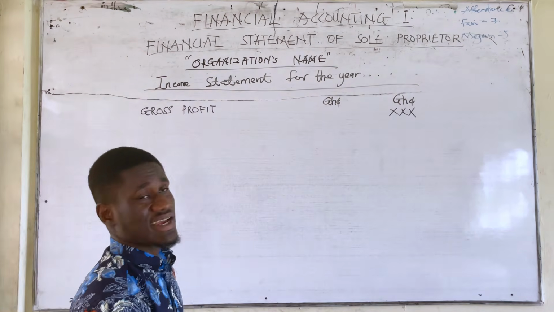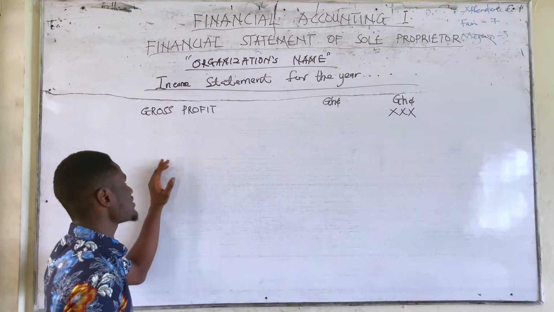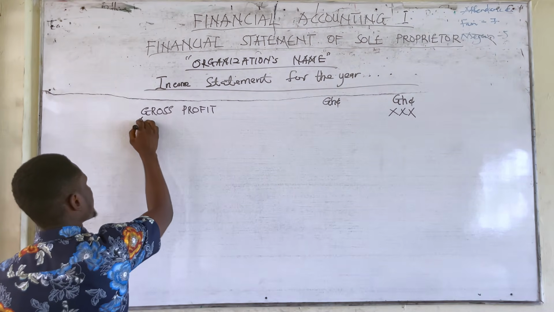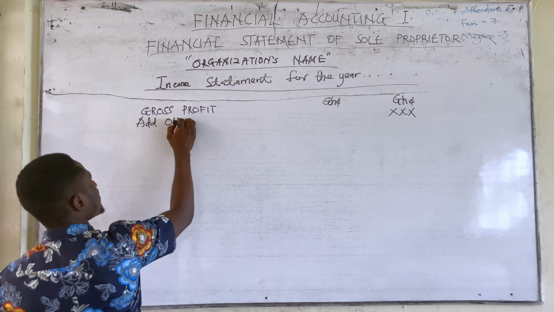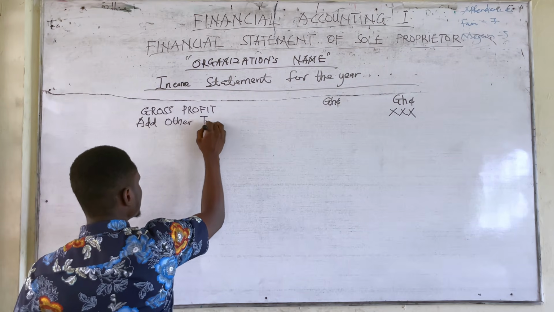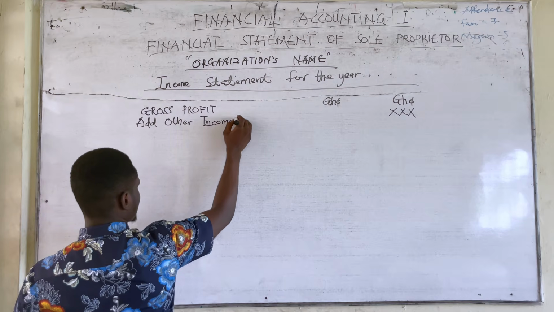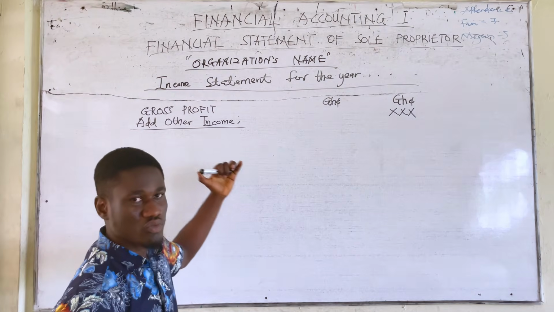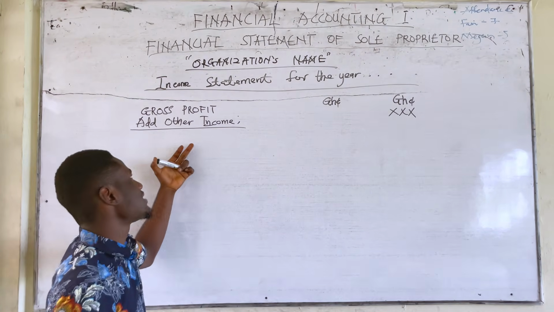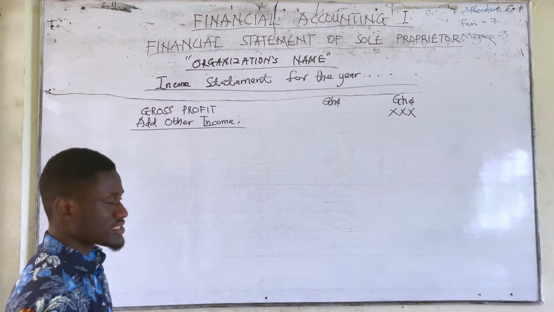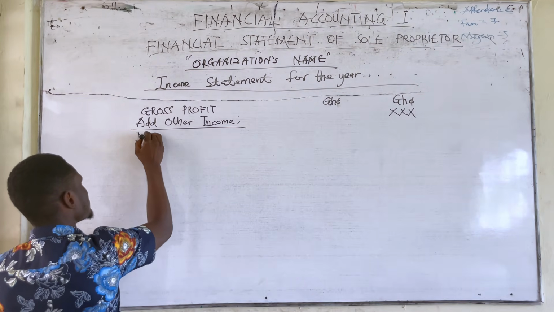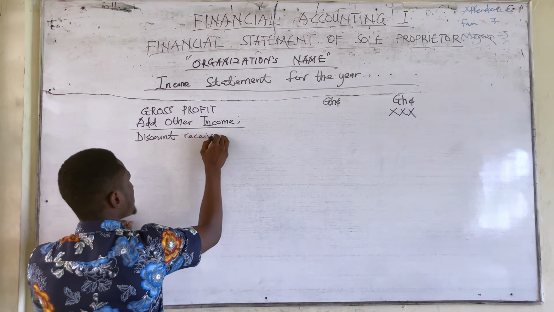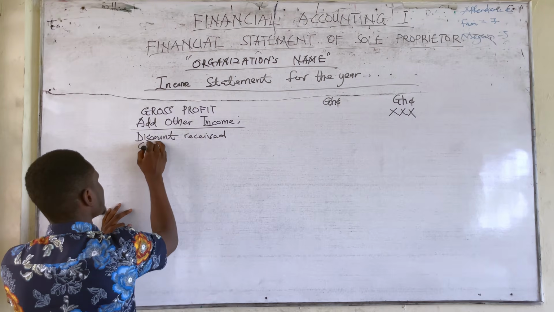So after getting our gross profit, what we are going to do is add other income. So when we come here, add other income. Okay, good. So with this, you can get numerous incomes, but I'm just going to list some of the incomes you can get. So you can get discount received. You can get commission received.